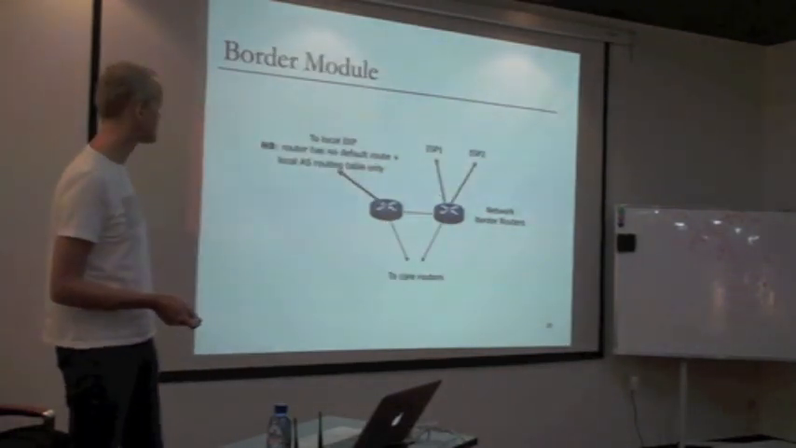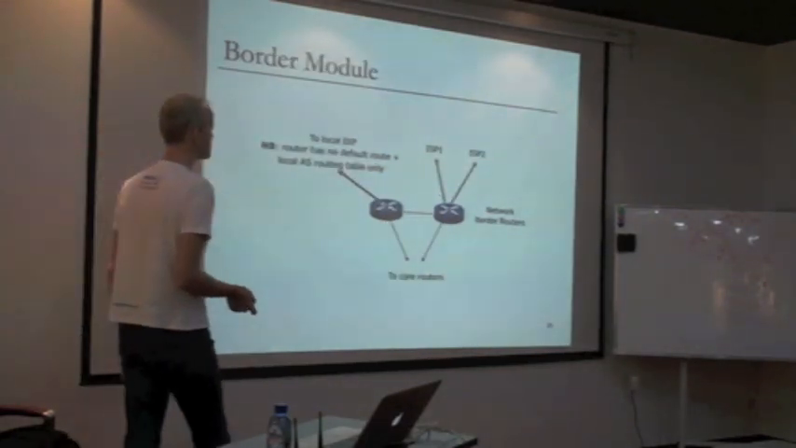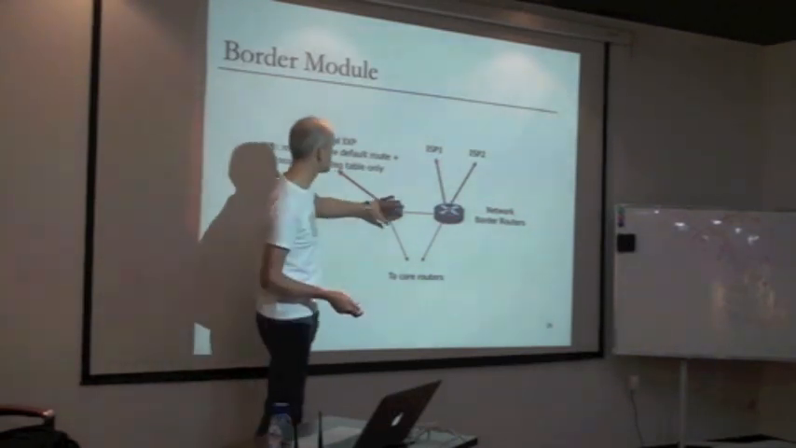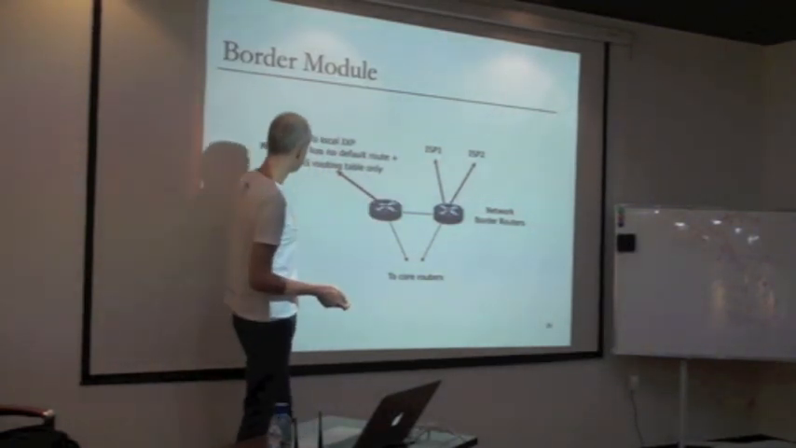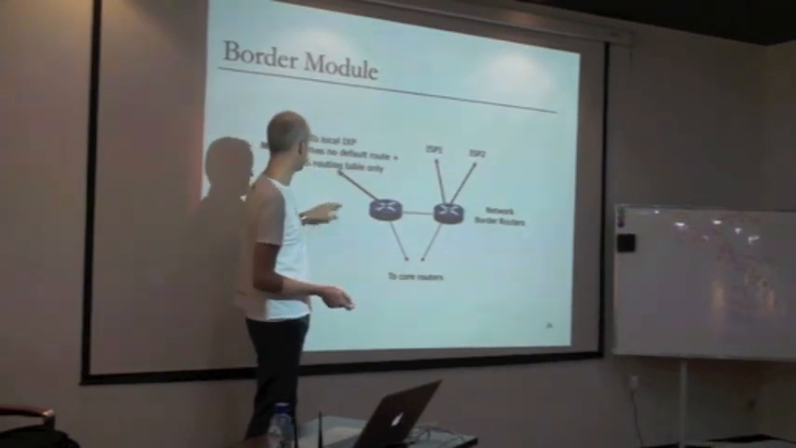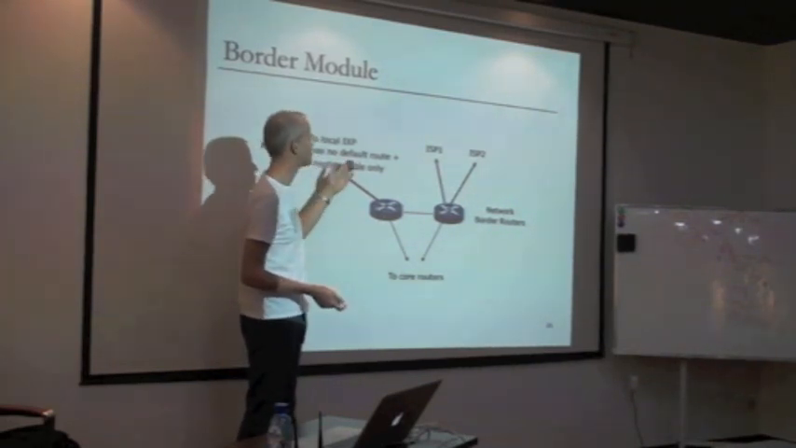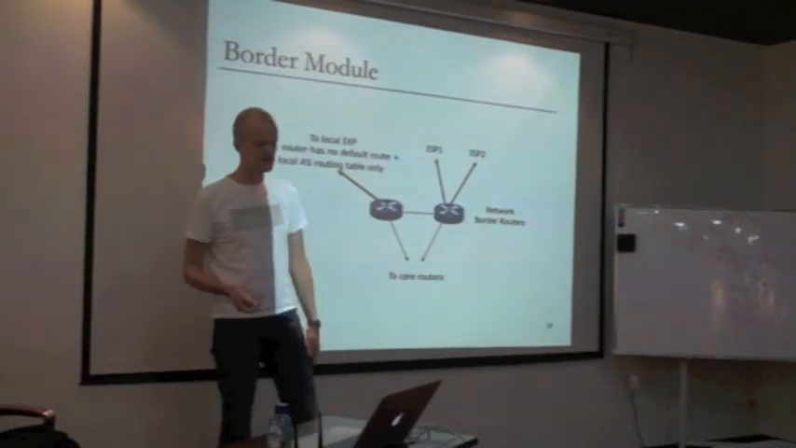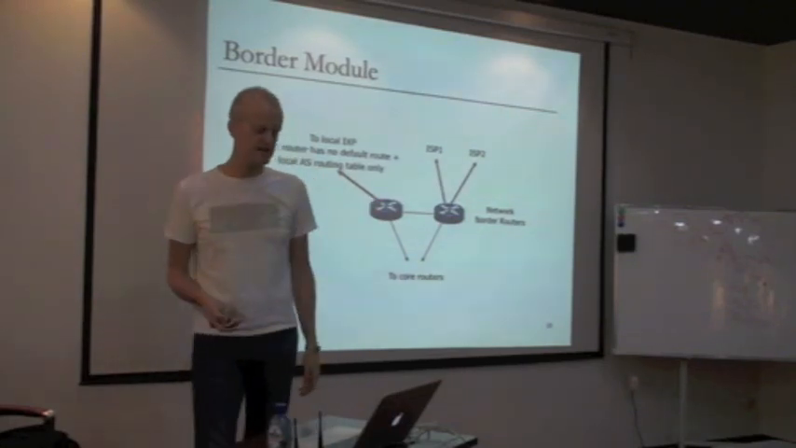Border module, so again the border routers, connecting to different ISPs, connecting to local exchange point, make sure the router has no default route, no full BGP table, only carry the local routes on here. So the border module could look like that.